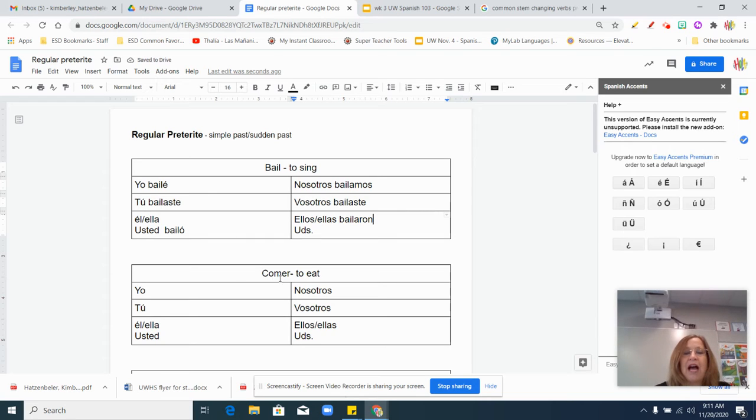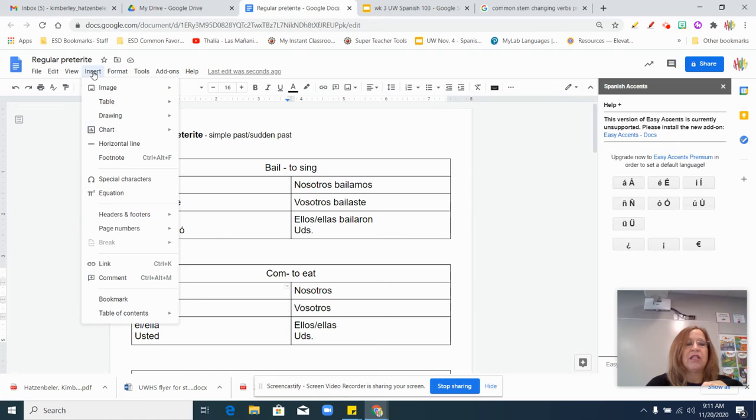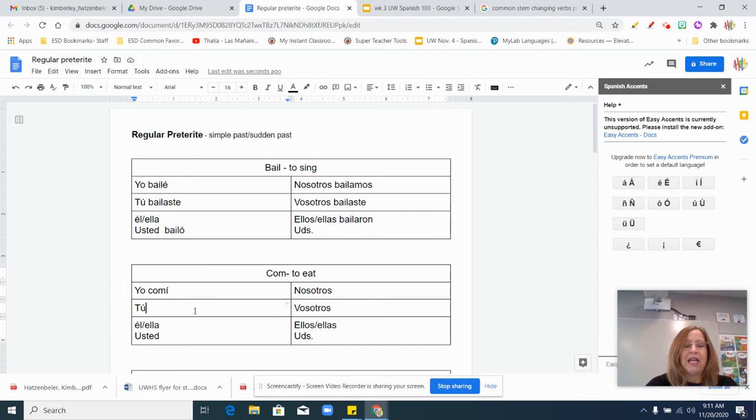All right, for ER verbs, same thing as in present tense. Take off the ER, then you add the preterite tense endings, the past tense endings. So I ate is comí, I with the accent. I do my accents with this little quick extension, but you can also do it with insert and special characters. All right. So, comí, I ate.